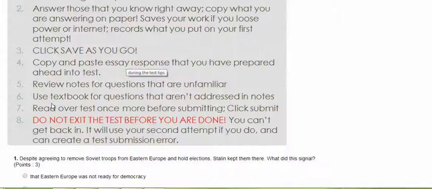So again, you have to click Save as you go and then click Submit at the end in order to submit that to your teacher and for that to show up in the gradebook. Do not exit the test before you're done. You can't get back in. If you do, you will be using your second attempt.